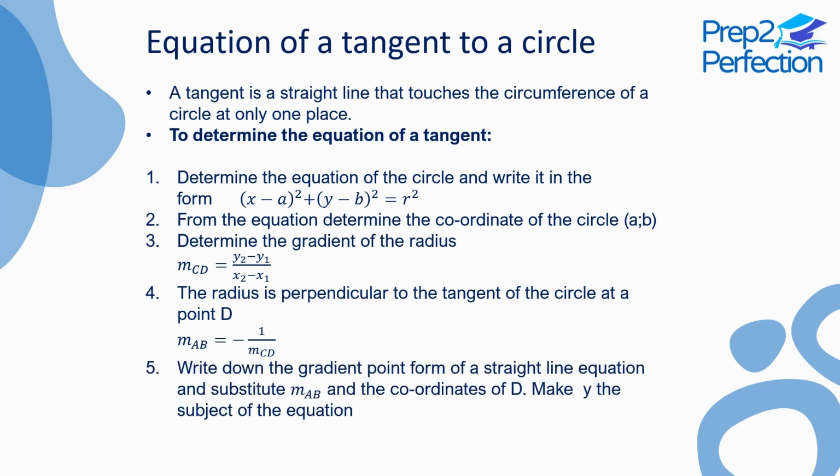Then we write down the gradient-point form of a straight line equation and substitute the gradient of AB and the coordinates of D, and make y the subject of the equation.